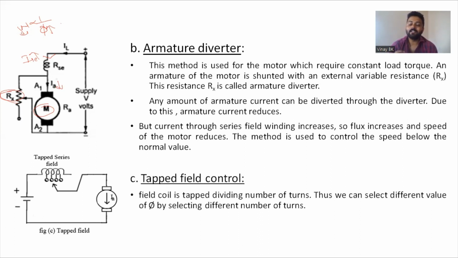So this we can select. Then what we can do is select different values of flux by selecting the different number of turns. If the number of turns increases, the voltage across the field winding increases, so the voltage across the armature decreases, and the speed of the DC series motor will decrease. Like that, you can control the speed of a DC series motor. These are not so important, but you just have to write some statement regarding this. Main focus on field diverter method and armature diverter method.